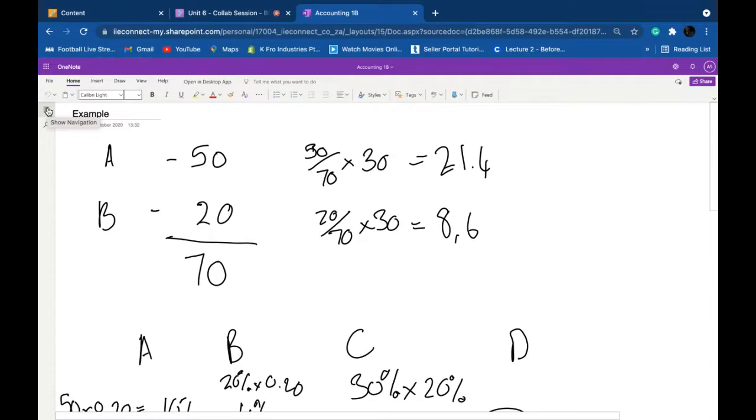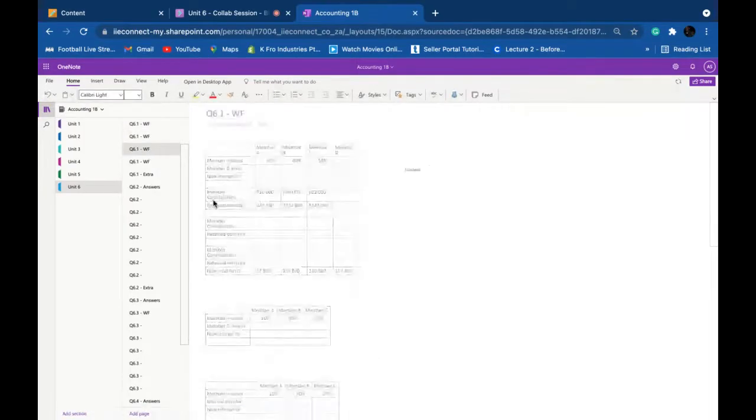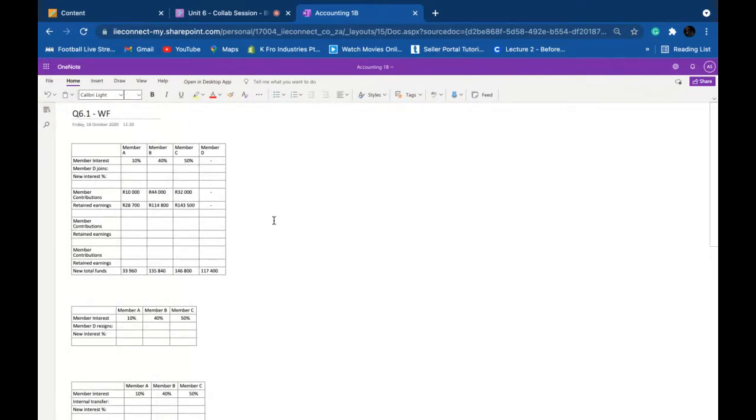Scenario 1, what's going on there? They've given us the information. Member A, 10%. We've got the contributions and retained earnings, in other words, their funds. Then it says transaction. Member D joins the CC. His contribution in the form of a vehicle is valued at 60,000. 20% interest in the CC is acquired by him. So he's acquired 20%. What do we need to do over here? What must happen? What do we need to do to the other members? How do we go about doing that?